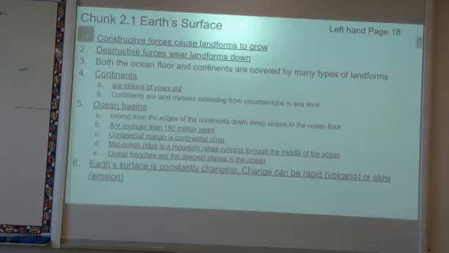And the only constant thing in the universe is change. So the Earth's surface is always changing. It might be something rapid like a volcano going kablooey. It might be something very slow like wind eroding a mountain.